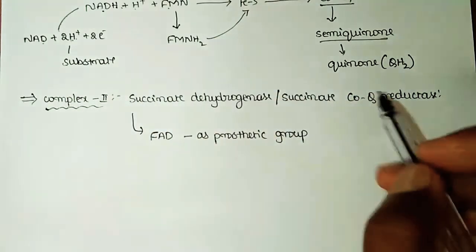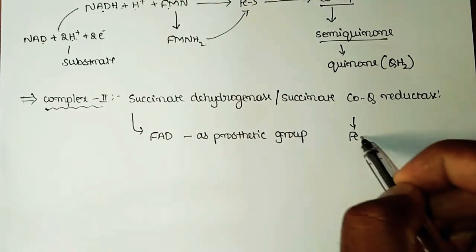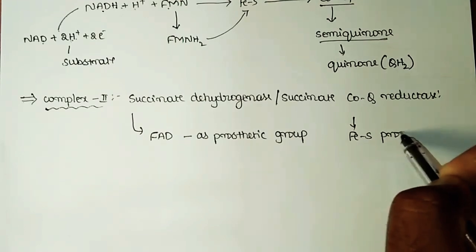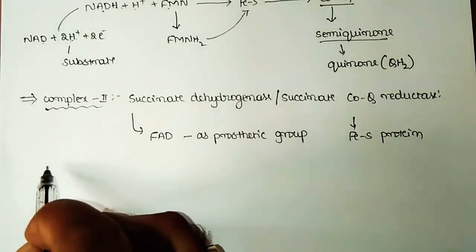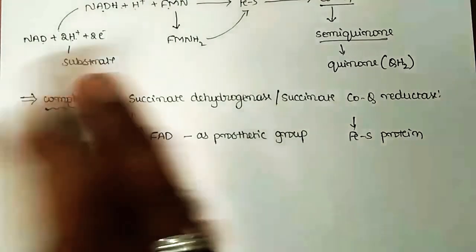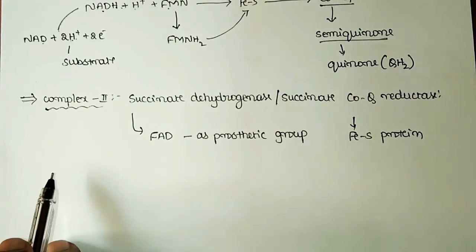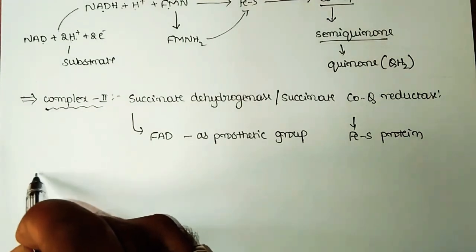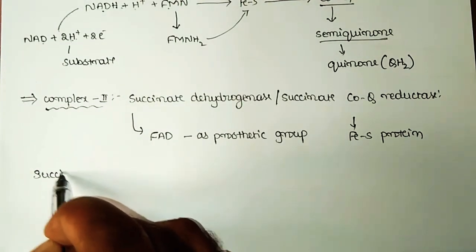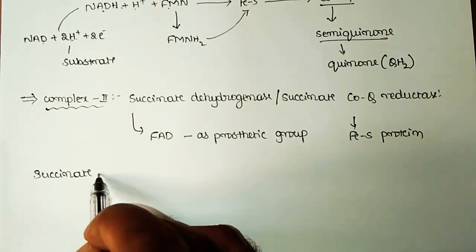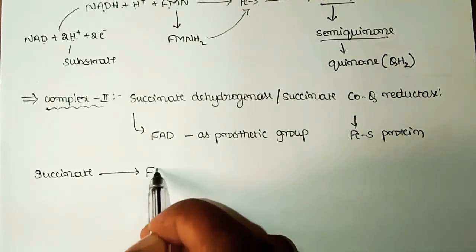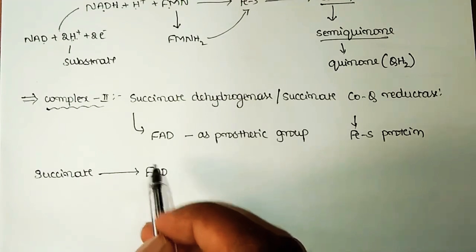And complex 2 also contains iron sulfur protein like complex 1. And now we shall see the sequence of the electron transfer that actually occurs in complex 2. In complex 2, first from succinate, the electrons will get transferred to FAD by proton transfer.